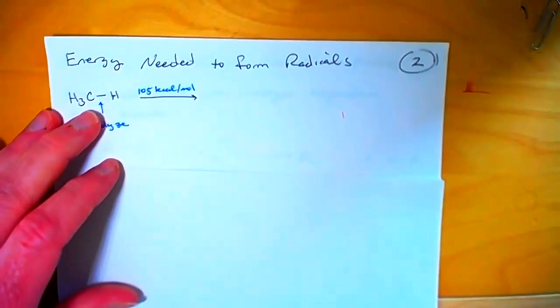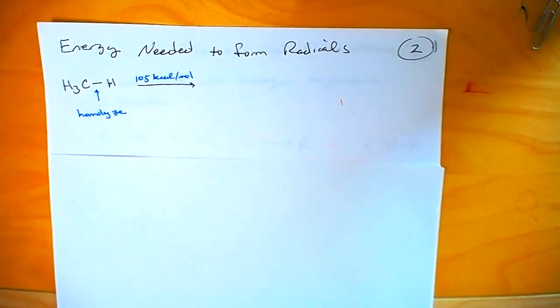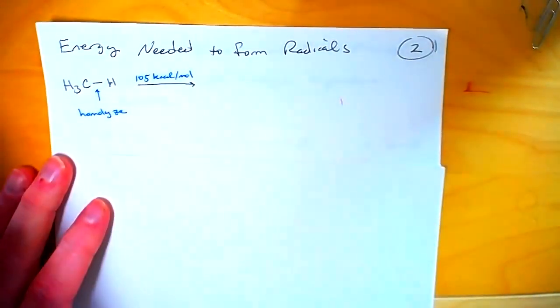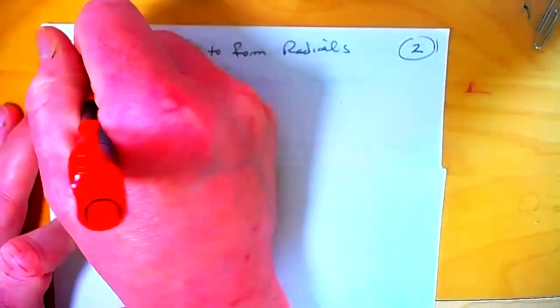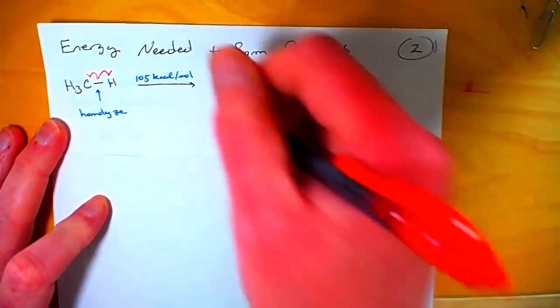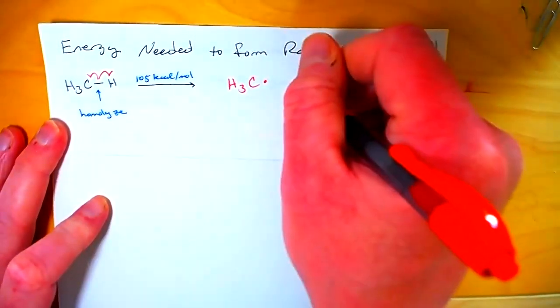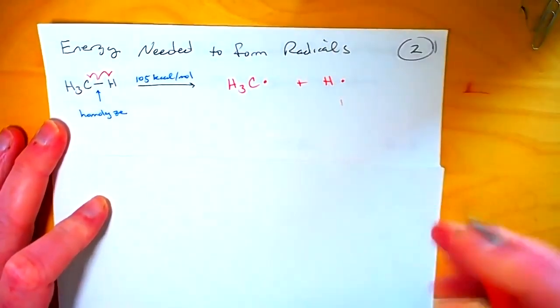Now, to get into some specifics, some actual numbers here, the energy needed to form radicals. So if we were talking about homolyzing a typical sp3 carbon-hydrogen bond, like in methane, if we were to homolyze this bond so that each of these atoms got an electron, we formed this methyl radical and a hydrogen radical.